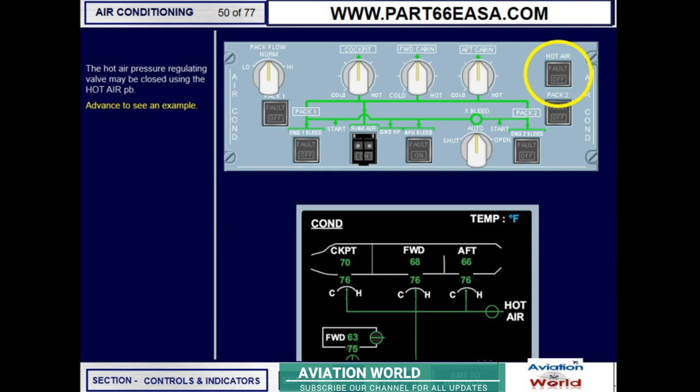When the engine mode selector is rotated to ignition start, the PAC flow control valves close. This ensures all APU bleed air is available for engine start. If an engine is not started within approximately 30 seconds, the pack flow control valves will reopen. They will close again when an engine master switch is selected on.